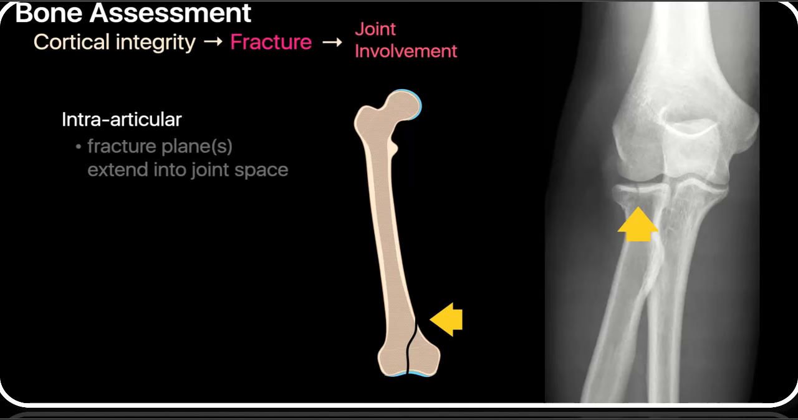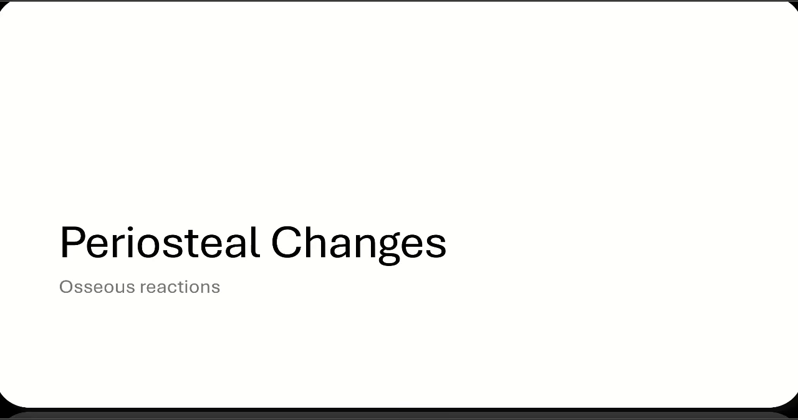Finally, describe if there's joint involvement by the fracture plane. Intra-articular fractures like this one extend into a joint space and may substantially affect joint function and lead to accelerated arthritis, and often may require open reduction or internal fixation. Now we'll go through some periosteal.